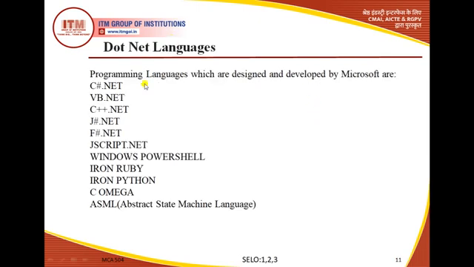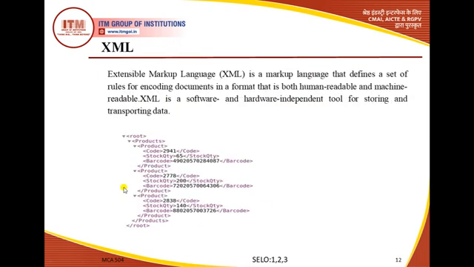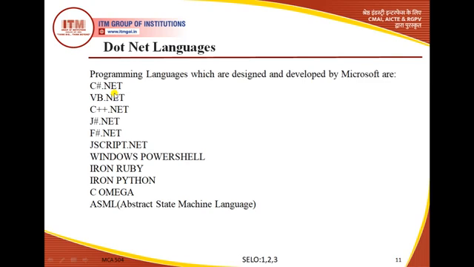These are the languages which are developed by Microsoft: C#.NET, VB.NET, C++.NET, J#.NET, F#.NET, JScript.NET, Windows PowerShell. Yes, of course, Windows PowerShell is just like a command prompt, we all know. So this is one of the programming languages developed by Microsoft. Then there are Iron Ruby, Iron Python, C Omega, and Abstract State Machine Language, ASML. These are the .NET specific languages which are designed and developed by Microsoft.